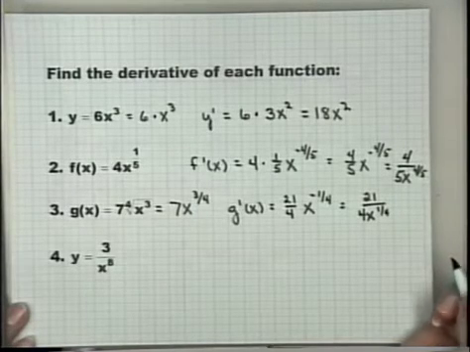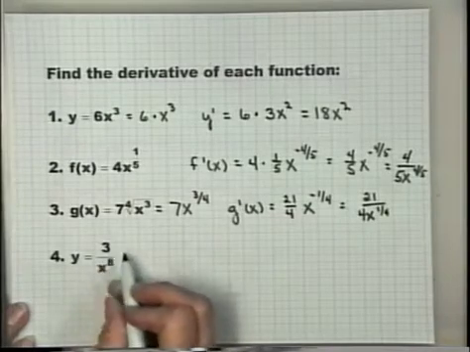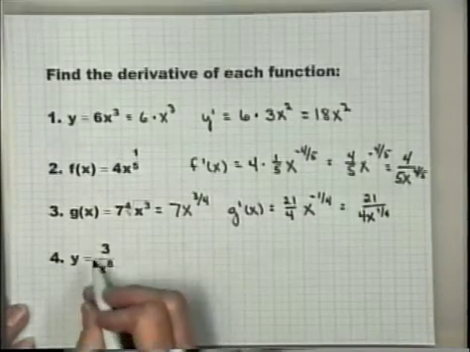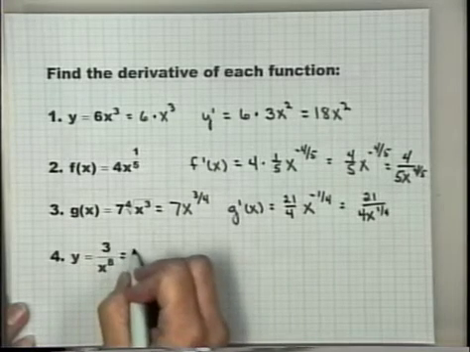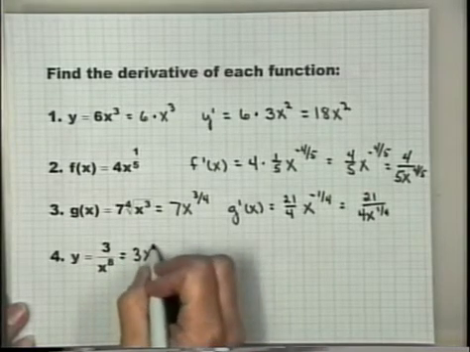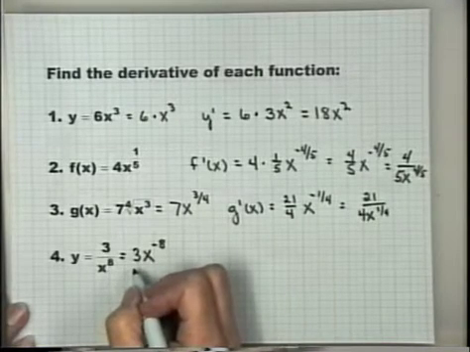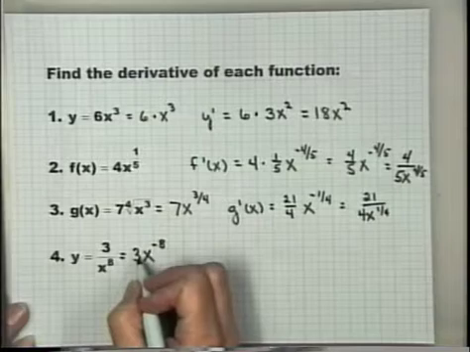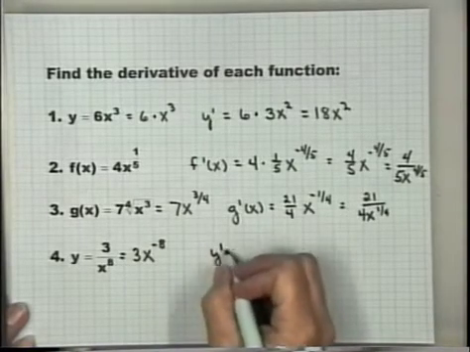Okay, let's look at this one. Again, I don't have a rule yet that says anything about what to do if I have a fraction form, a division here. So I'm going to rewrite this function as 3 times x to the negative 8. Now don't confuse this with taking a derivative. I'm simply rewriting the function to put it in a form so that it's easy to find the derivative.